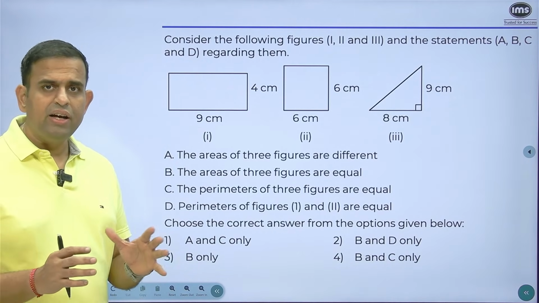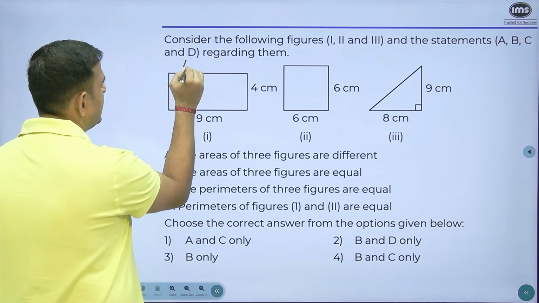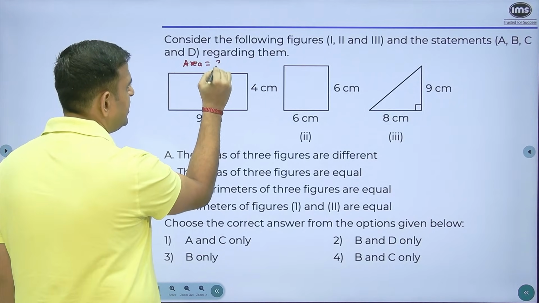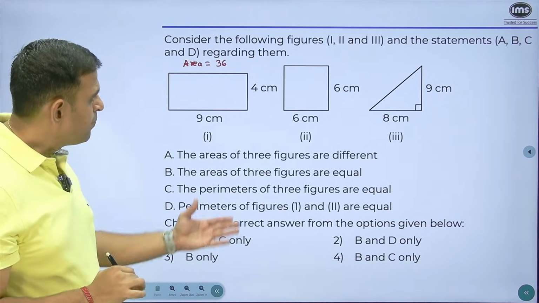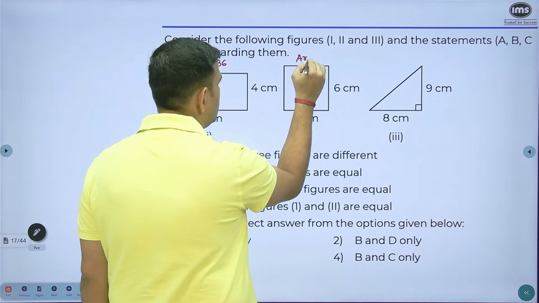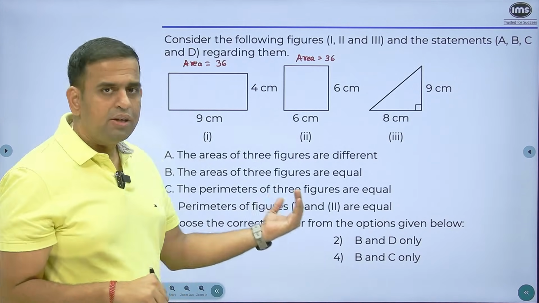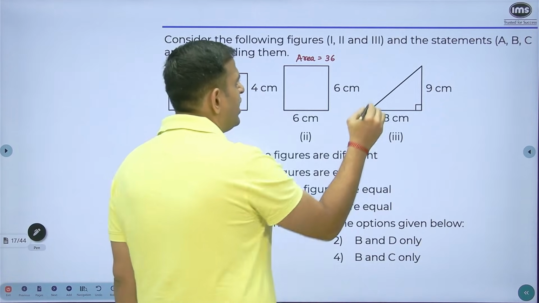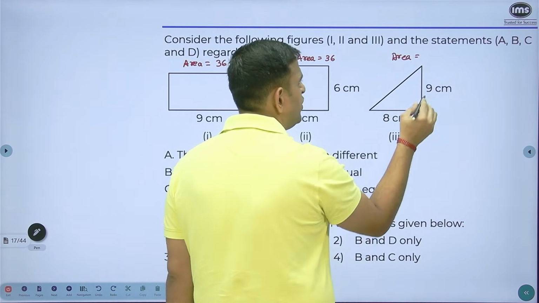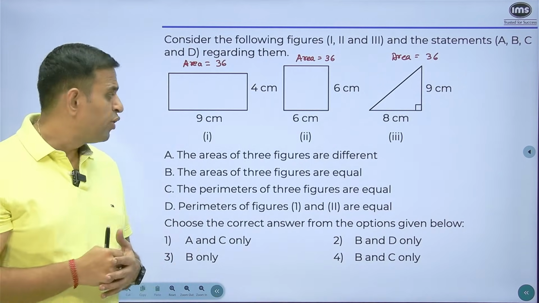So let's find out the area and the perimeter for each of them. For this particular figure, the area is nothing but length into breadth, 9 into 4, giving you 36 square centimeter. For the second figure, a square, the area would be equal to side square. So 6 square again becomes 36 square centimeter. And for the third figure, the right angle triangle, the required area is going to be half of base into height, giving you again 36 square centimeter. So definitely the area for each of them is going to be the same.